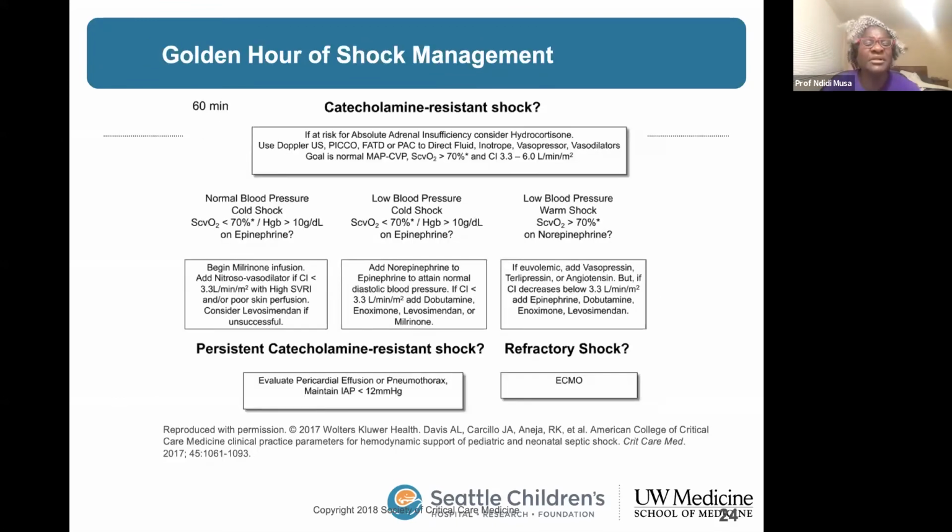All right. So within 60 minutes, if the patient has catecholamine resistance, so they've had fluid refractory shock, and you've escalated on your catecholamines and they have catecholamine resistant shock, then you reassess and you say, okay, does this patient have adrenal insufficiency? If they have adrenal insufficiency, then you should consider hydrocortisone, okay?